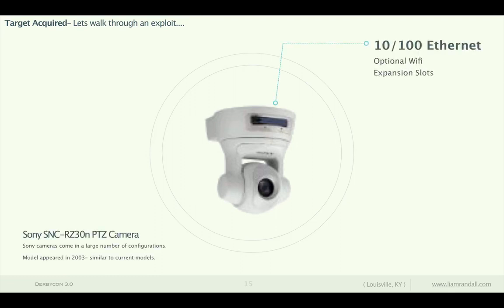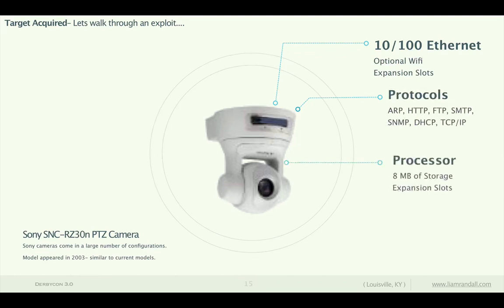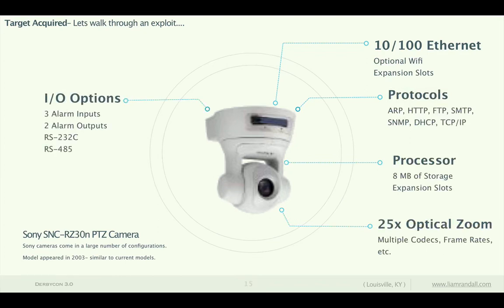Okay, so onto the device itself. Let's take a look at this guy. It's got built-in Ethernet. It can have optional Wi-Fi and a couple of expansion slots to add memory. As far as protocols, it speaks the regular TCP/IP suite. It only has 8 megabytes of memory on board because this is one of their older models. On the camera side, it's got 25 times optical zoom, multiple frame rates and codecs, and the camera actually supports an interface module on the back. So it's kind of a camera and ICS controller at once.